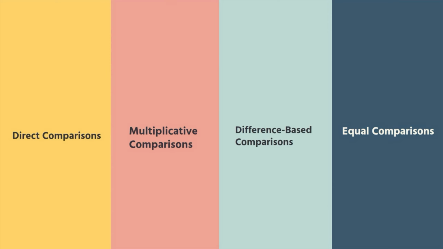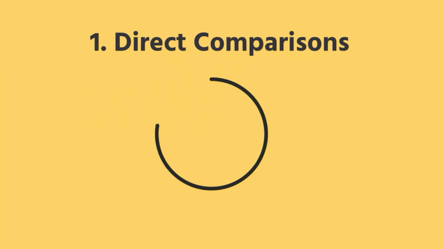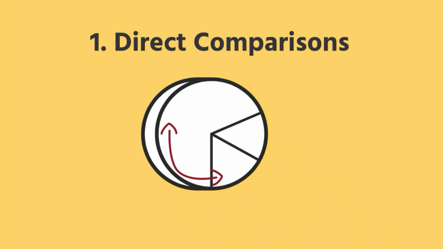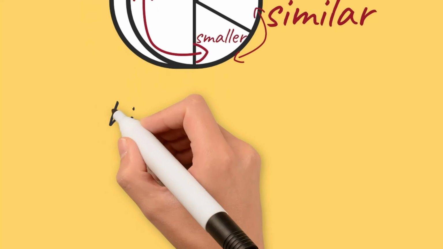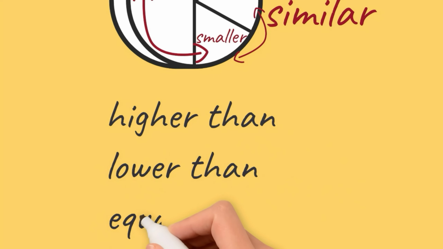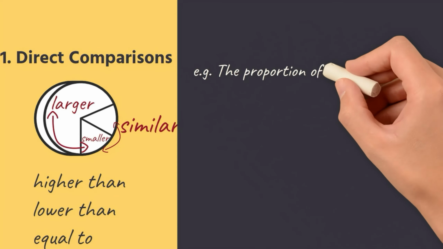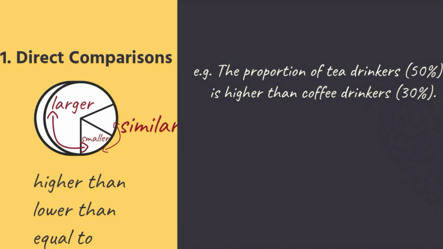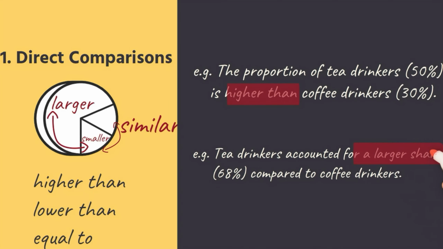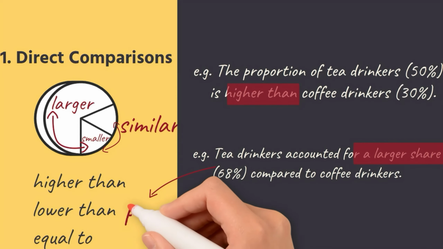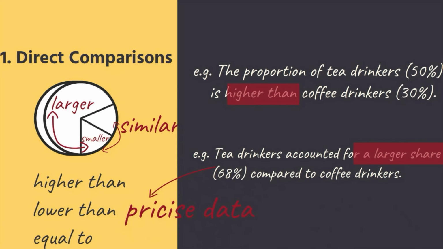First, direct comparisons. Direct comparisons means comparing percentages between 2 groups. You can use phrases that highlight which group is larger, smaller, or similar. Use the following phrases to make direct comparisons: higher than, lower than, equal to. In a sentence, you can say, the proportion of tea drinkers is higher than coffee drinkers. Or, the tea drinkers accounted for a larger share compared to coffee drinkers. Pay attention here, always describe the percentage with precise data.